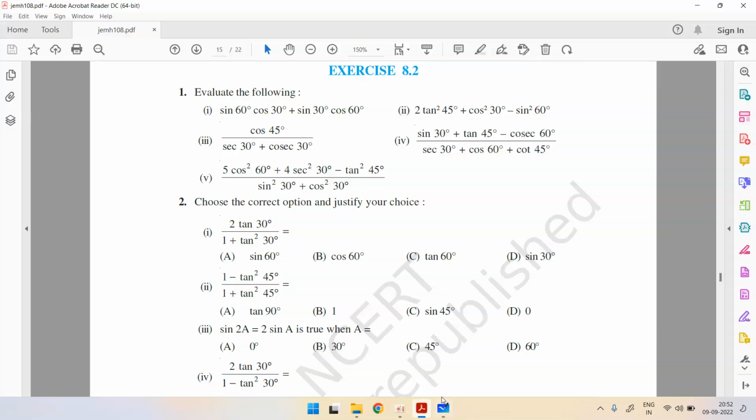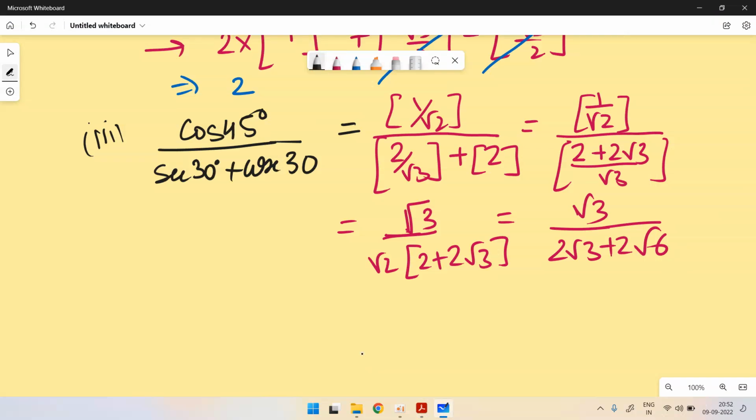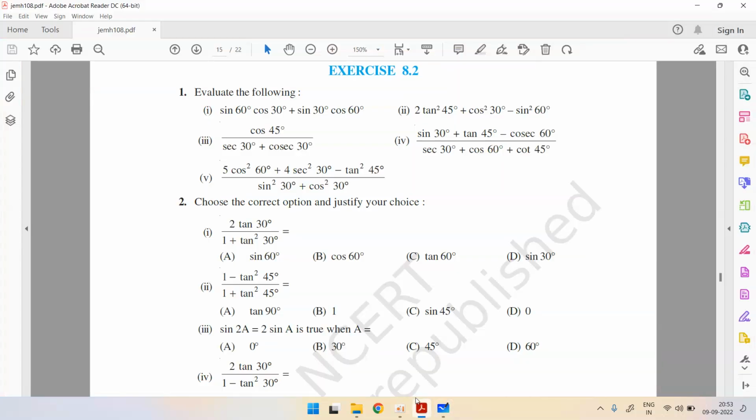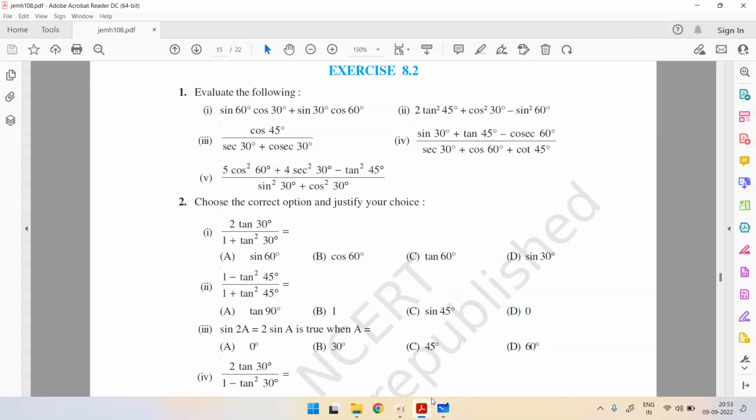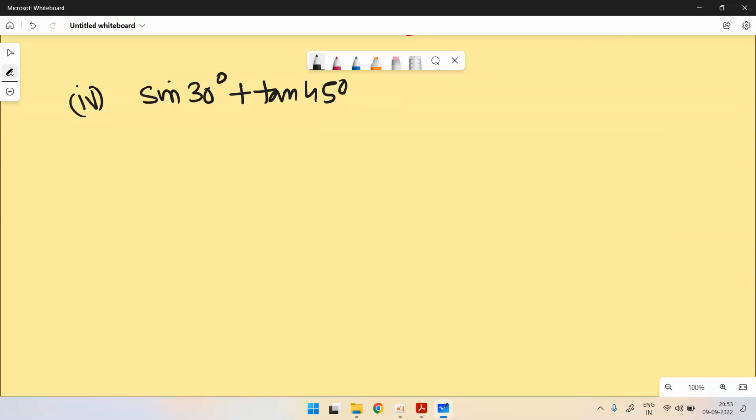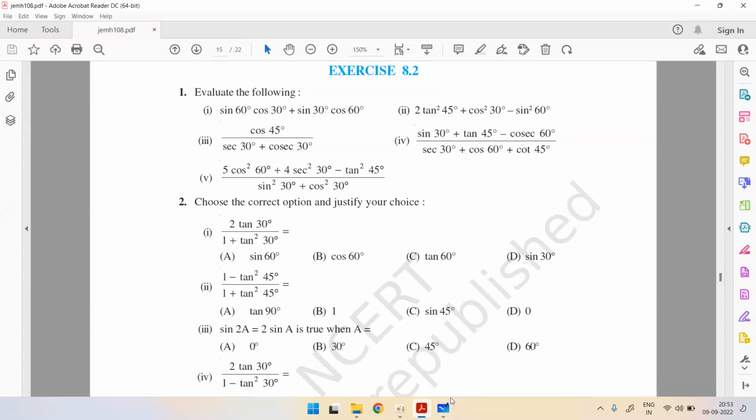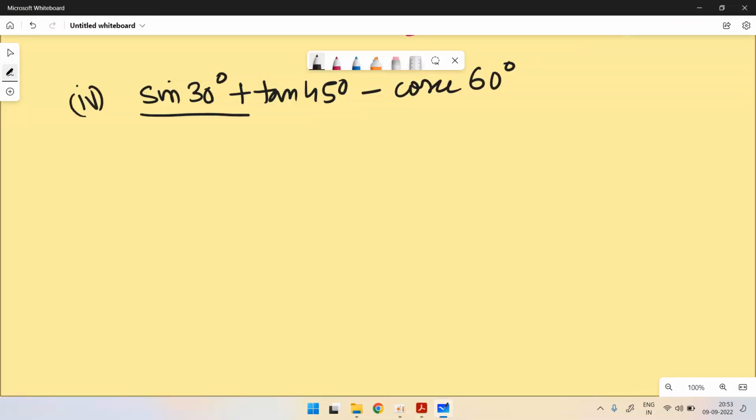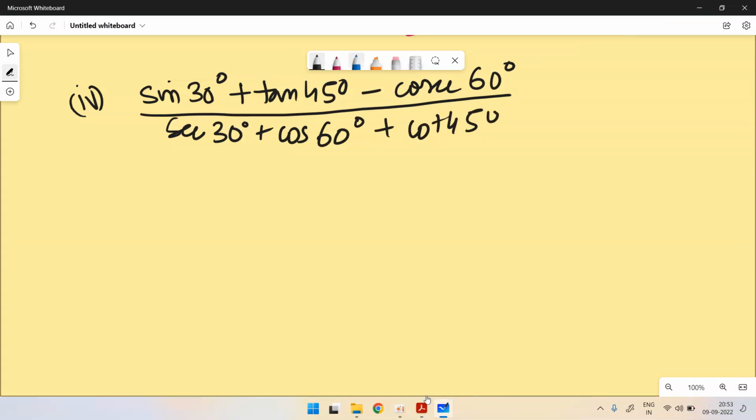Now the fourth part is sine 30 degree upon tan 45 degree minus sine 30 degree, plus tan 45 minus cosecant 60 degree, plus sec 30 upon cos 60, plus cot 45 degree.